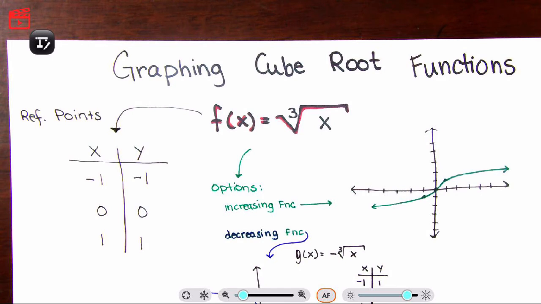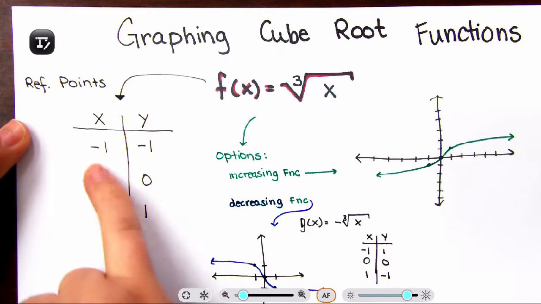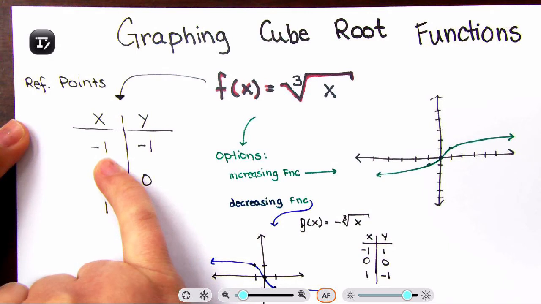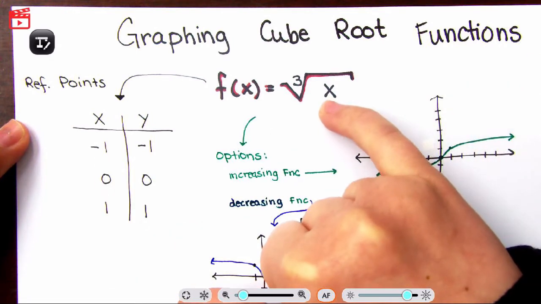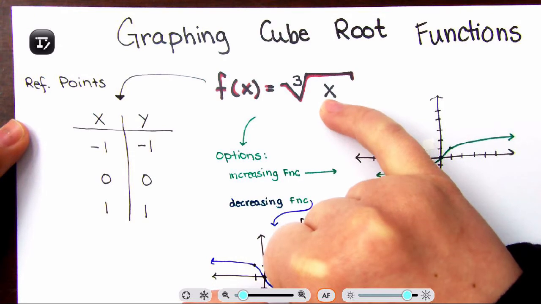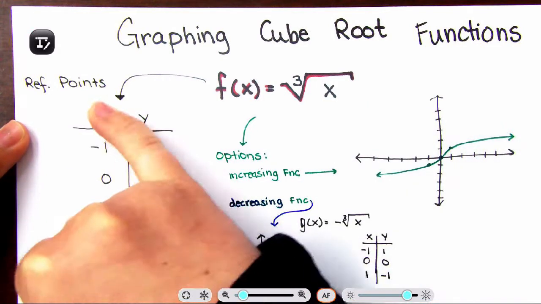So we have our reference points like we did with a cubic function, and you're going to notice that the reference points are exactly the same: -1, -1, 0, 0, 1, 1. Now, how did I get those reference numbers? Here's my input of -1. I put in my input for x, and the cube root of -1 is -1. The cube root of 0 is 0, and the cube root of 1 is 1. So here are my reference points.